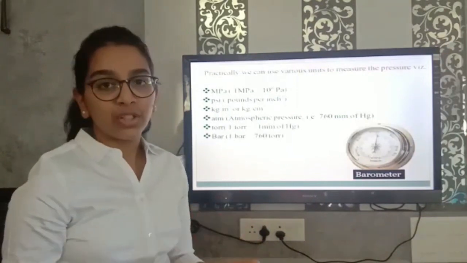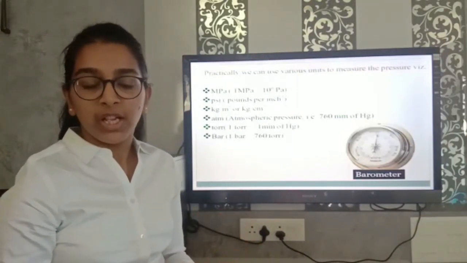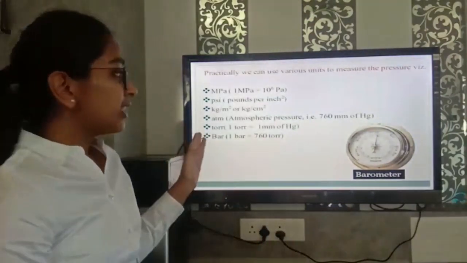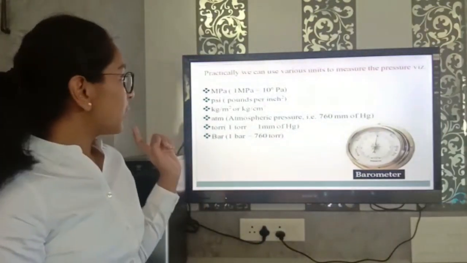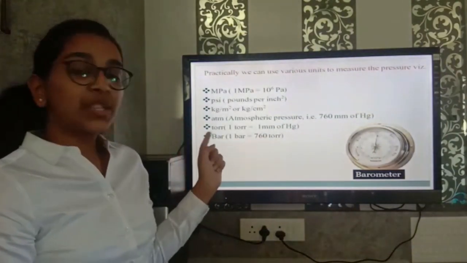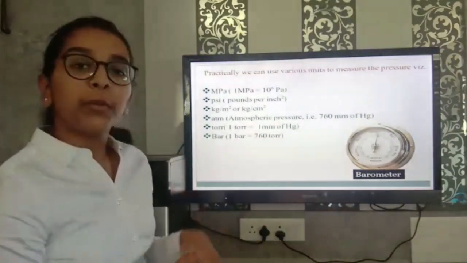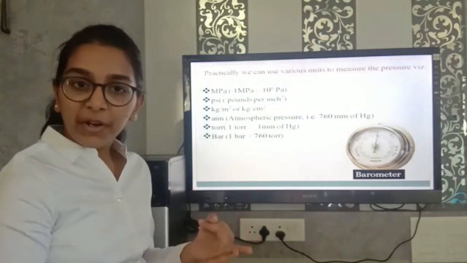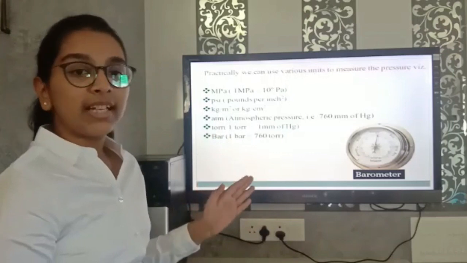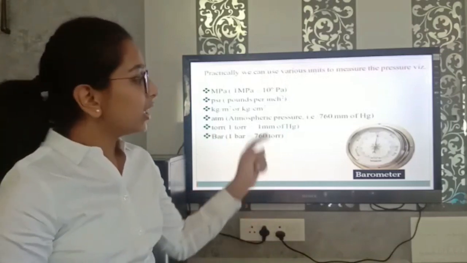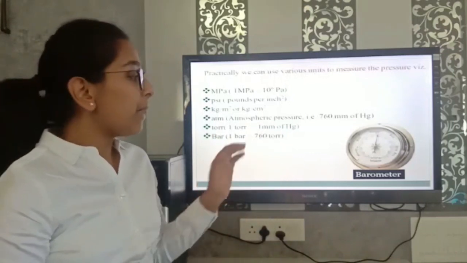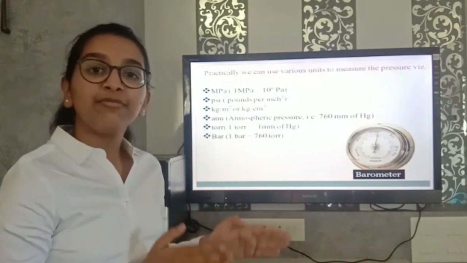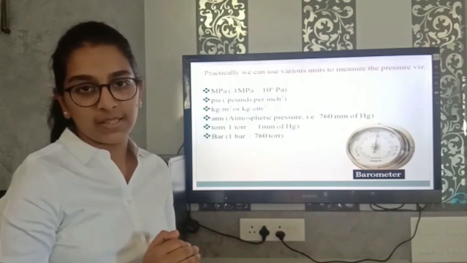Pascal is only one of the units used to measure pressure. There are several other units like megapascal, that is 10 raised to 6 Pascal. Others are PSI, pounds per square inch, kg per meter square or kg per centimeter square, atmospheric pressure, torr or bar. Apart from this, there are several other units also. Now here's an image of a barometer. A barometer is a commonly used instrument to measure air pressure and for weather forecast and weather analysis.